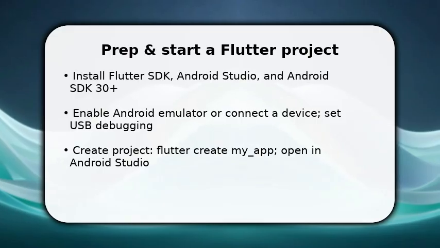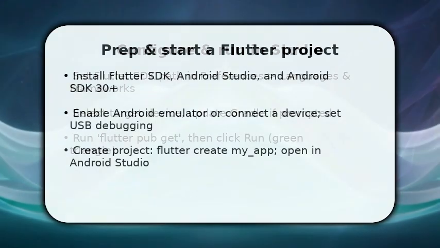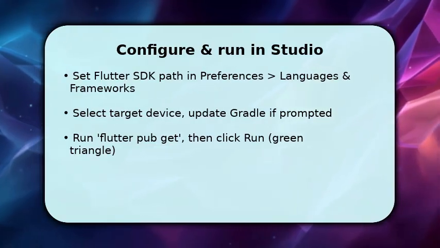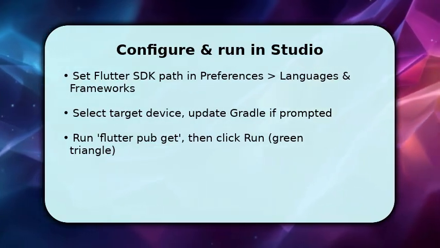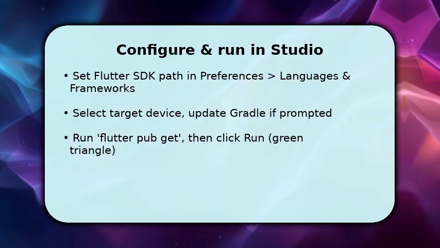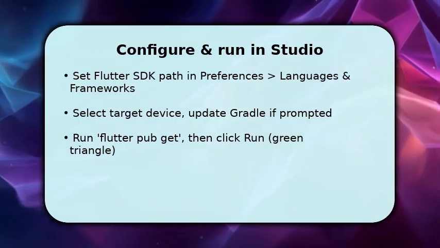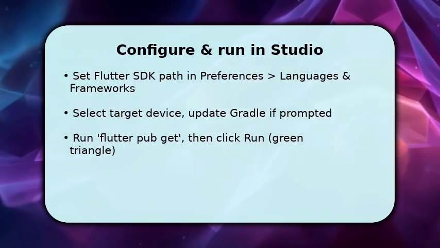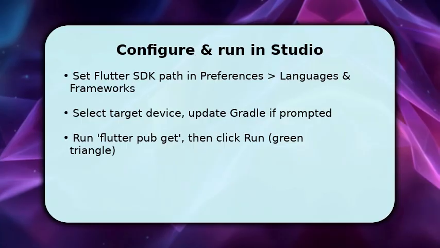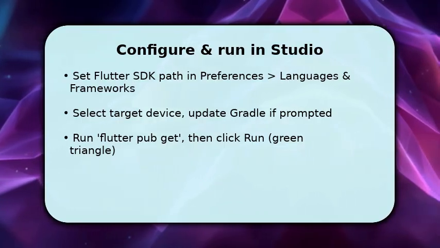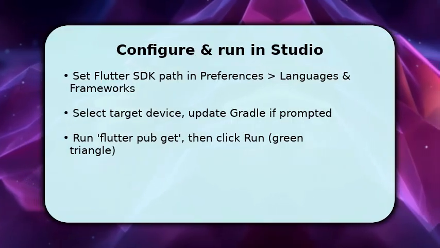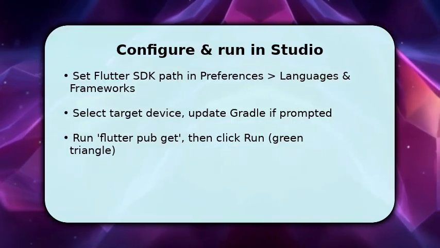Once your project is open, set the Flutter SDK path in Android Studio Preferences and confirm the Dart plugin is active. Make sure the target device or emulator is selected, then resolve any Gradle updates Android Studio prompts for. Those ensure build compatibility. Run flutter pub get to fetch packages and check main.dart has a valid runApp call. When you press run, Studio builds the app and installs it on the device. Watch the console for build progress and initial errors.